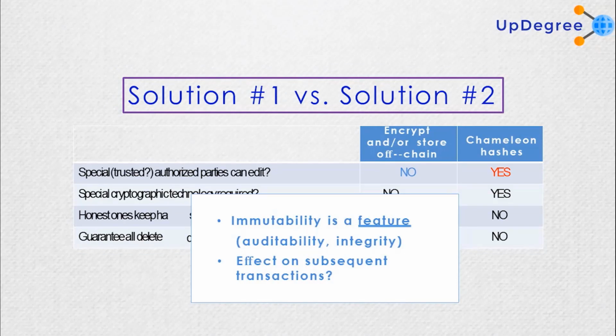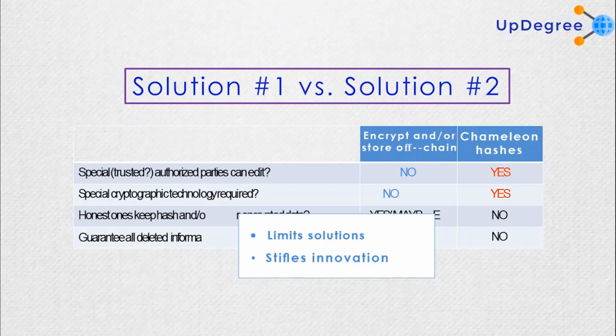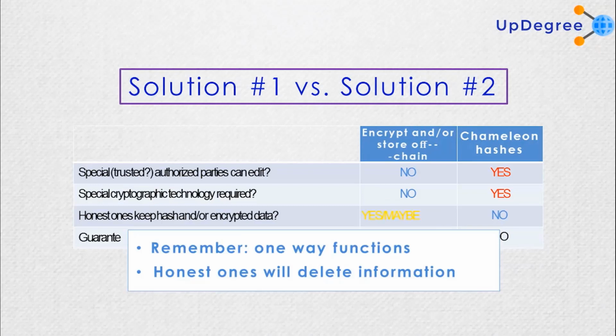What we have to see is that you have to have immutability, which is having auditability and integrity, and an effect on subsequent transactions. Very, very important. So we have seen a comparison between encrypt as a solution and chameleon hashes, and how we need to have immutability as a feature. And it should be limitless, it should not limit. It also stifles innovation. If you have to have encrypt or off-chain, it gives some limited solution that stifles, whereas chameleon kind of goes on and on.